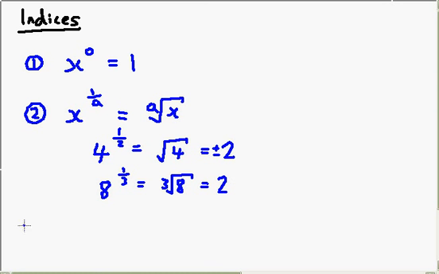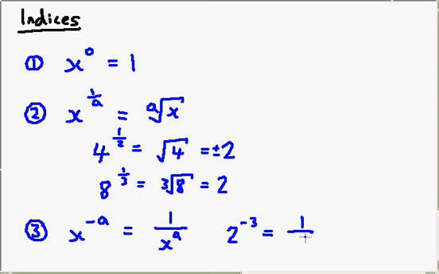Okay, next up, number 3. Any number with a negative power, a negative index, x to the minus a, is 1 over x to the a. Okay, so for example, if I've got 2 to the minus 3, then that is equal to 1 over 2 to the power 3, or 2 cubed, which is 1 over 8.